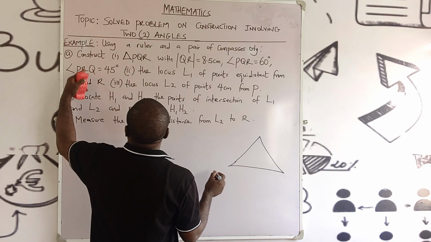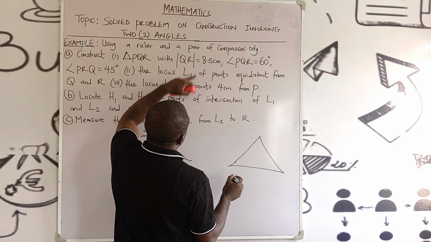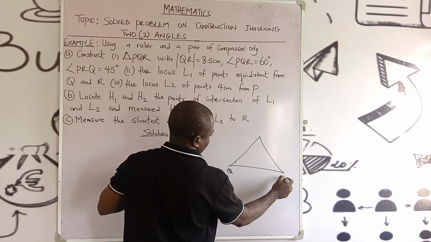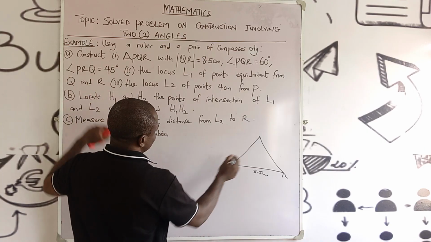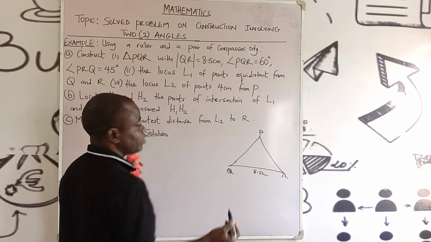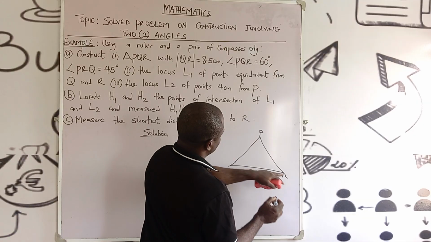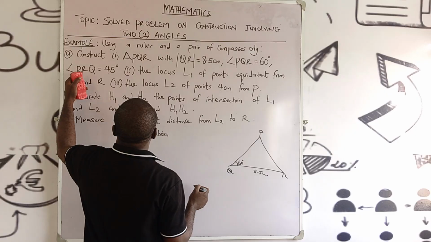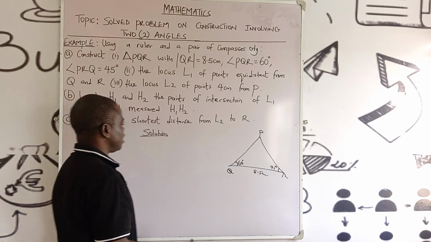Let me do it so that it's more clear. We're having triangle PQR. I have line QR to be 8.5. QR, that's 8.5 centimeter. And P, automatically P will be here. It's not a right angle triangle. Then I have angle PQR to be 60 degree, and angle PRQ to be 45 degree. Okay, this one will be a guide for us.